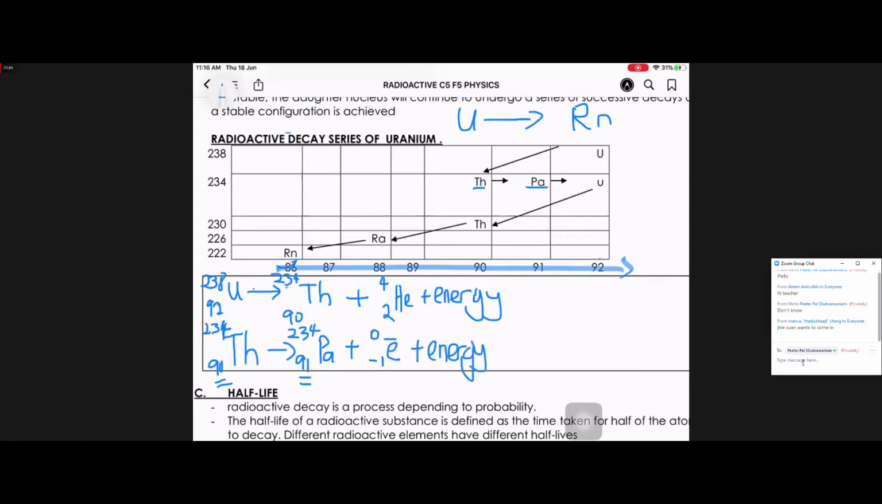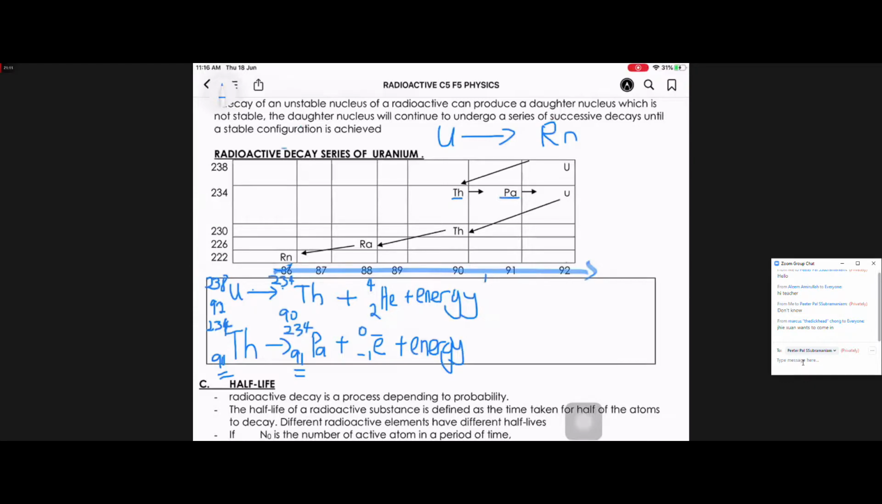Any question? Who got a problem? Anyone got any question? Okay, next one. So we wrote the first one, second one done. Now we go for the third one. Pa to uranium again.